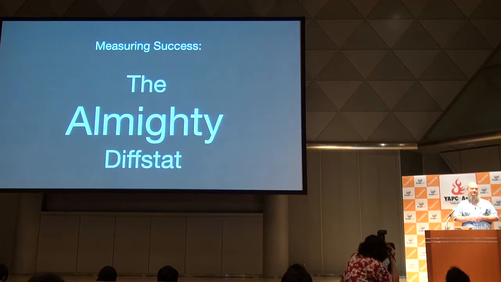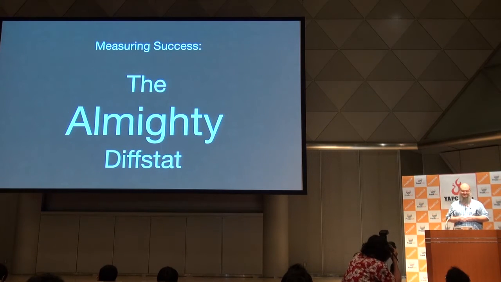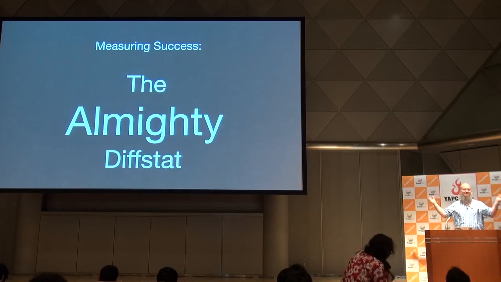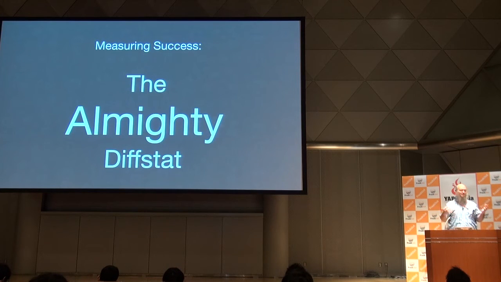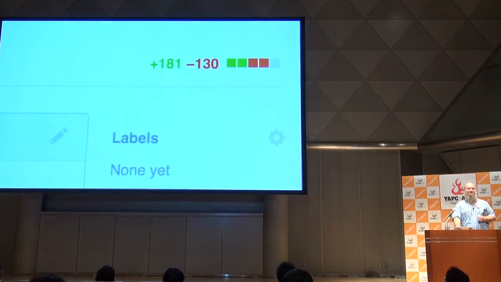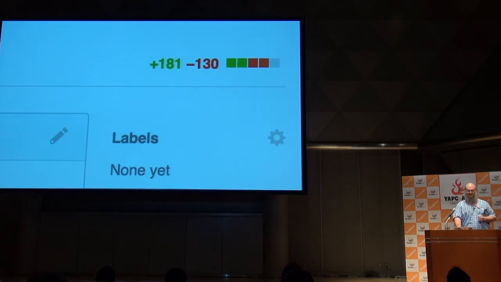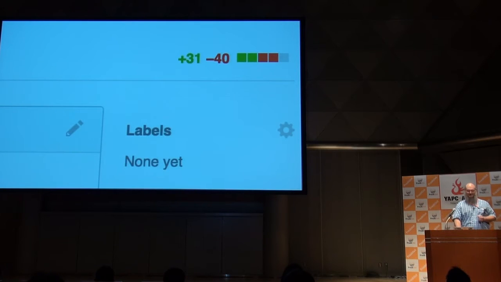The next most important way to measure a refactoring success is the almighty diff stat. You should, on a good refactoring, be able to remove code. I don't know why this is true, but it always is. This is not a great refactoring. You've added 181 lines and removed 130. This is good. This is adding 31 lines and removing 40. This is 10 fewer lines of code than you started with, which is 10 fewer places to have a mistake.